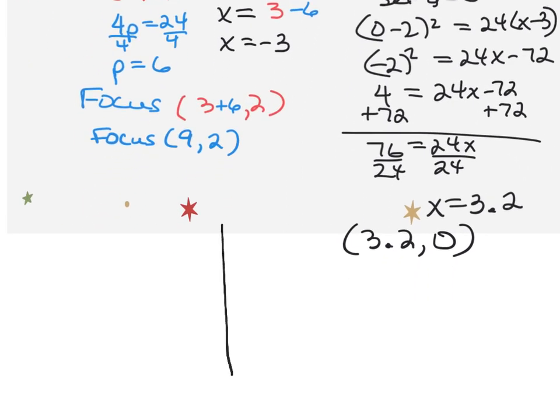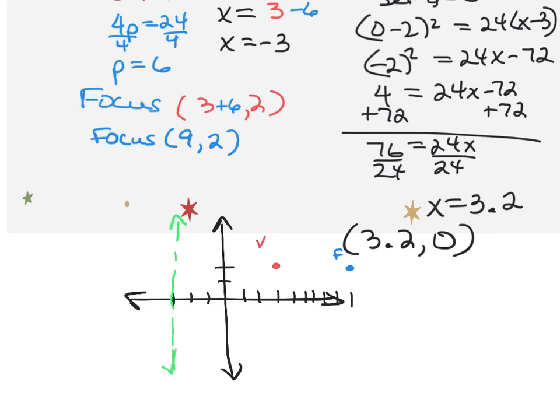So here's my x and my y-intercepts. I can graph the vertex. It's located at 1, 2, 3, so 3, 2. I can graph the focus point, which is at 9, 2. So 4, 5, 6, 7, 8, 9. It's way over here. That's the focus. That's the vertex. My directrix is the equation x equals -3. And my x-intercept is the ordered pair 3.2, 0. So it's right here.